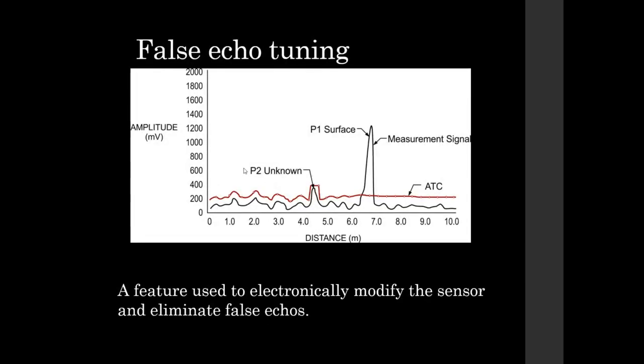Okay, false echoes we mentioned earlier with ultrasonic. Same idea, same technology exists in radar here. Again, it's a feature used to electronically modify the sensor to eliminate false echoes. And these false echoes come from obstructions, turbulence, foam, whatever they may be. So this is what a signal looks like. All of these bumpy things here could be considered to be false echoes. Our surface measurement signal is usually much higher. Through this technology, we can go along and click, click, click, click, and basically make a threshold line. This is also called threshold tuning sometimes. Basically this red line says, disregard anything underneath me and only pay attention to this signal here. So pretty handy.